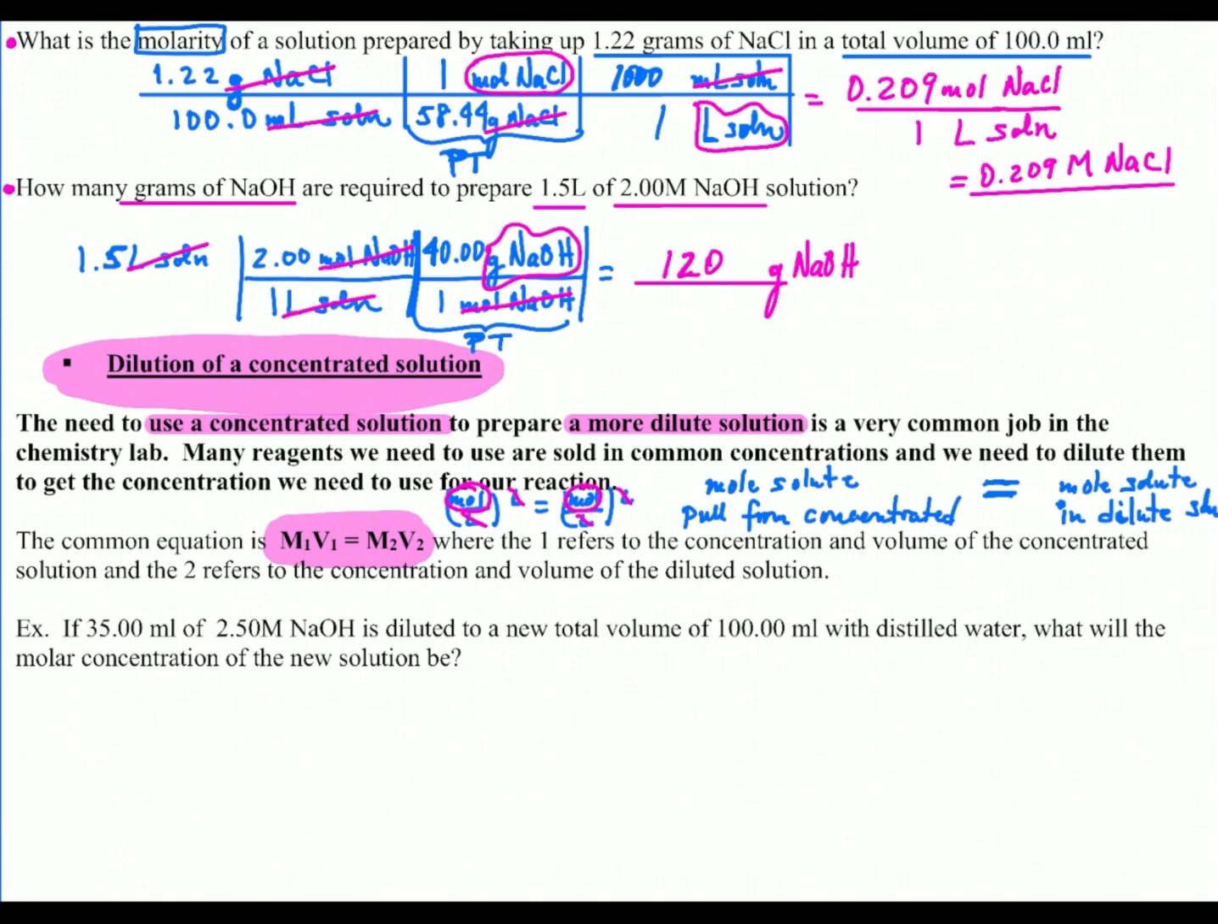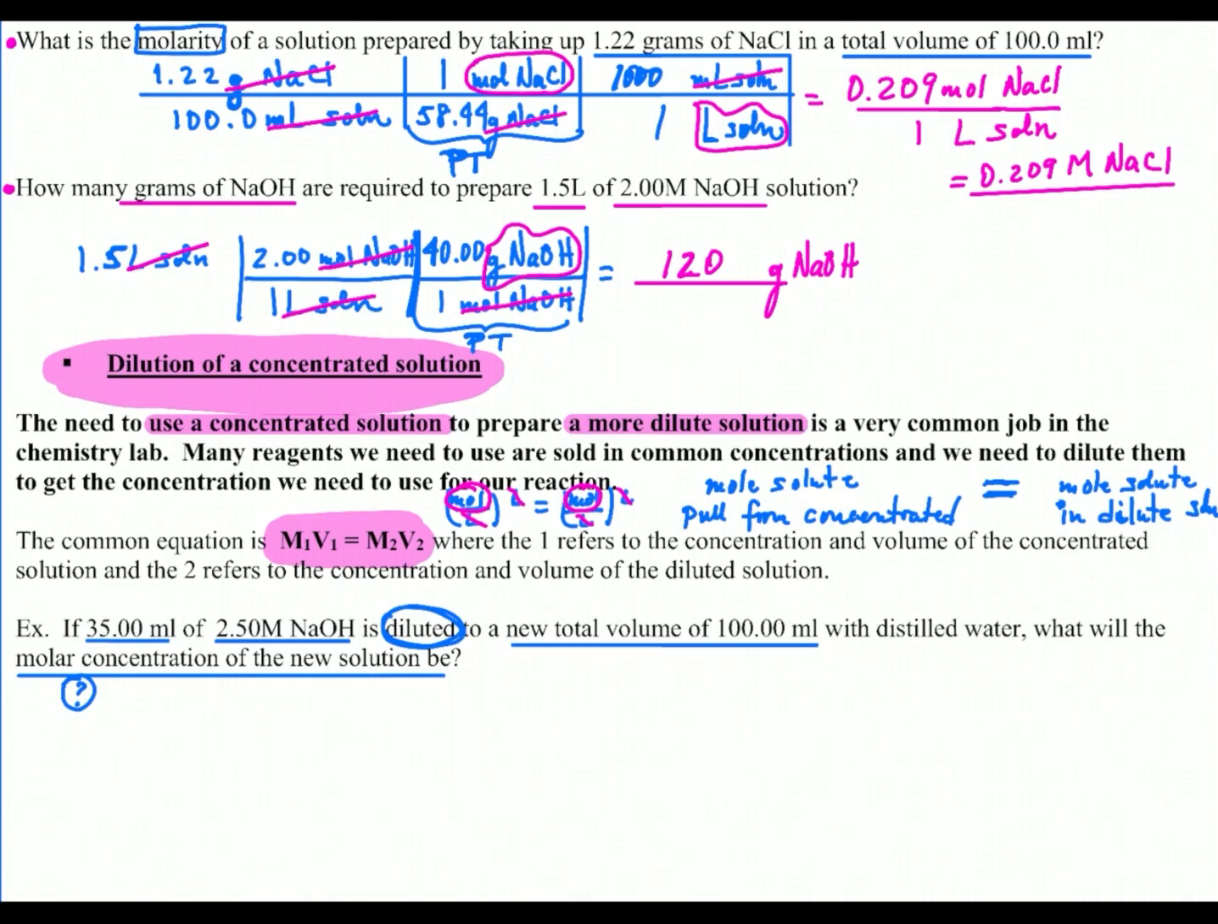All right, let's do a quick sample problem here. It says, if 35 mils of 2.5 molar sodium hydroxide is diluted, so this one's screaming at you that it's a dilution problem, it's actually using the word in the problem, to a total new volume of 100 mils with distilled water. It could be distilled water or deionized water, same thing for our purposes. What will the molar concentration of the new solution be? So there's your question.